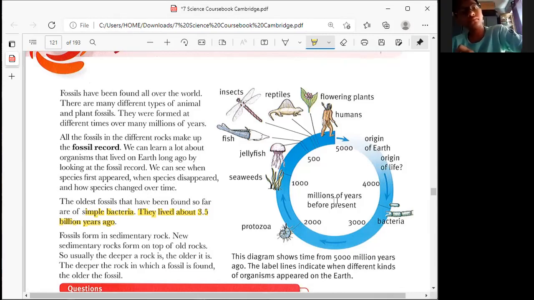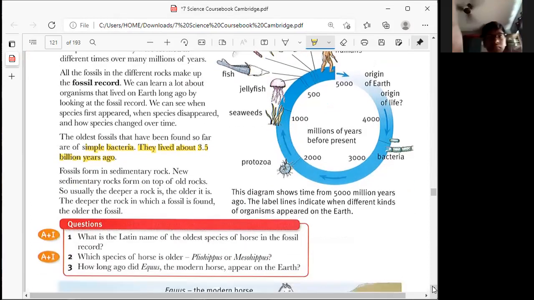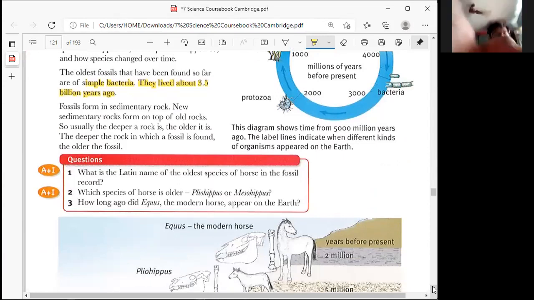Now you can see this diagram. This shows time from 5,000 million years ago. The label lines indicate when different kinds of organisms appeared on Earth. It might have been a bacteria, a simple cell, then a protozoa, then plants and animals might have come in, then fishes, jellyfishes, then insects, reptiles, flowering plants, humans, and so on. So this can be how life came to Earth.